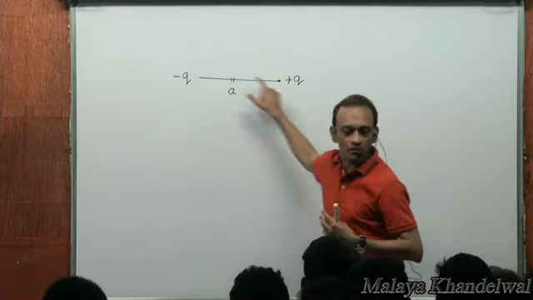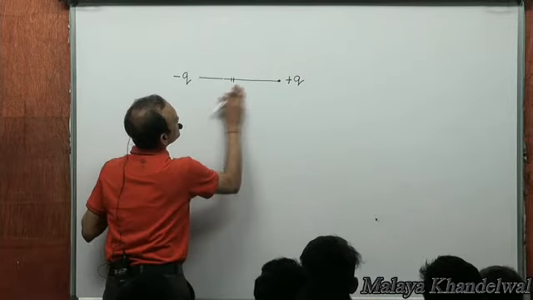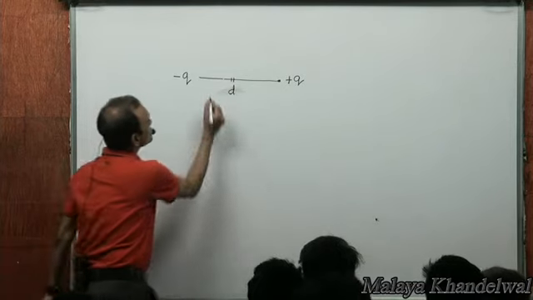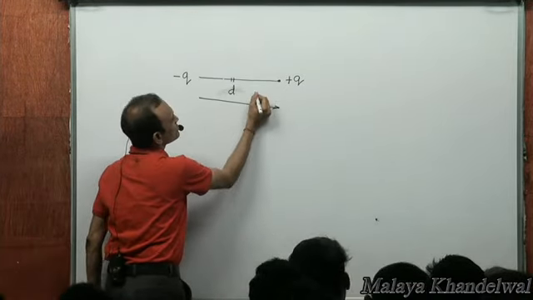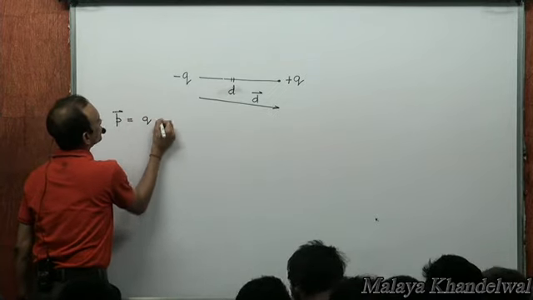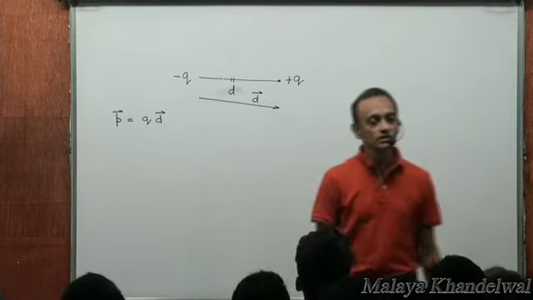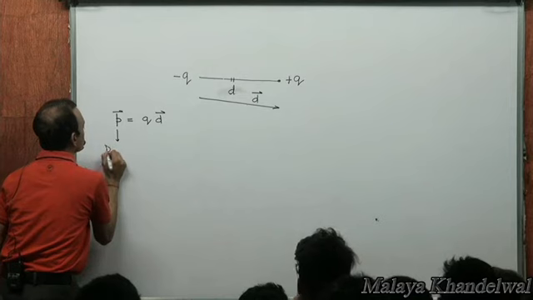First of all, we defined an entity, let me call it D, and this vector from the negative charge to the positive charge was the vector D. And we defined the dipole moment of this arrangement as Q into D. That's how we defined the dipole moment.